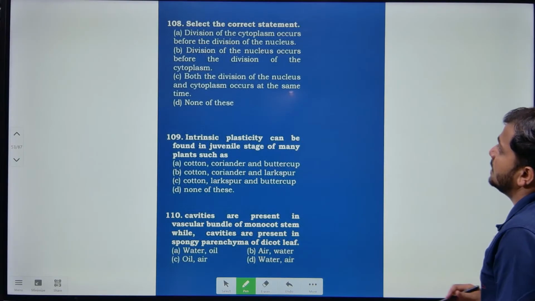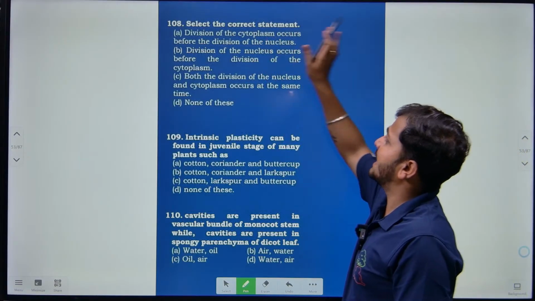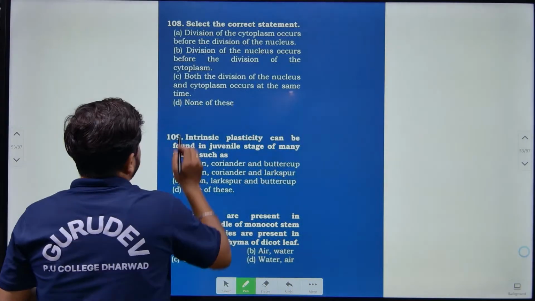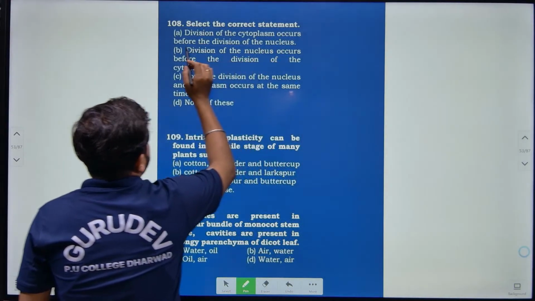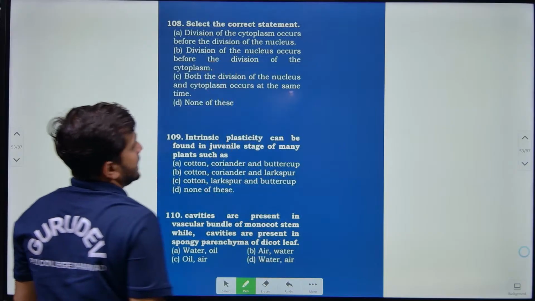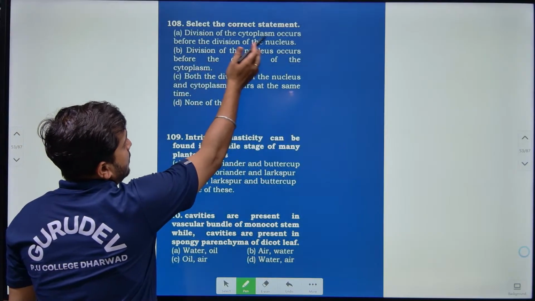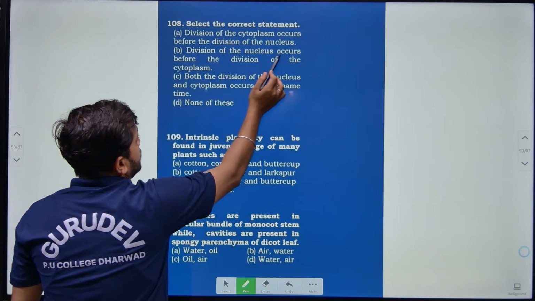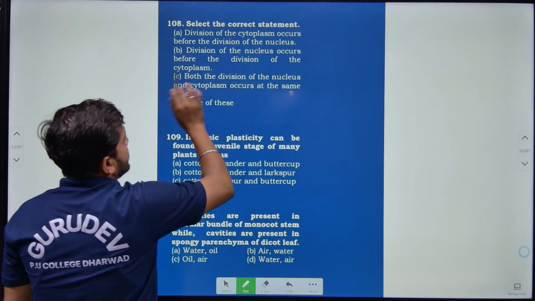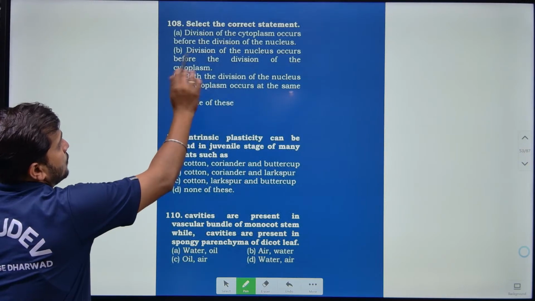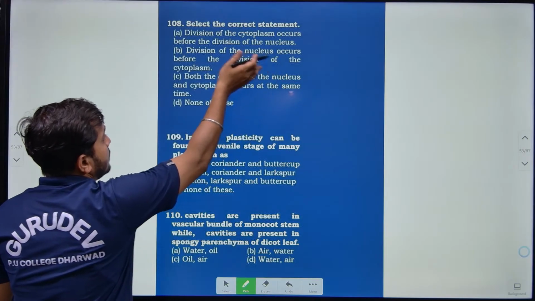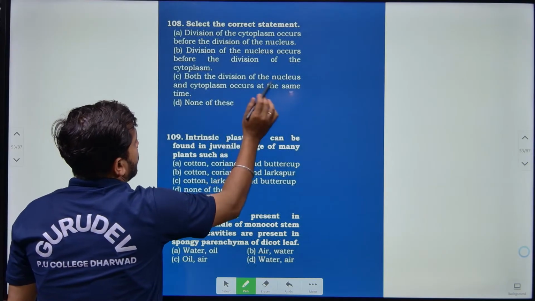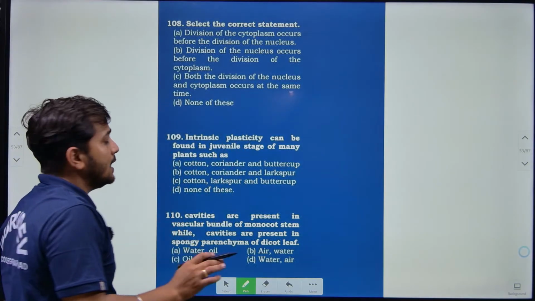Then the next question, select the correct statement, right? Here the statements say, division of cytoplasm occurs before the division of nucleus, they are saying. Then division of the nucleus occurs before the division of cytoplasm, right? Then both the division of nucleus and cytoplasm occur at the same time. And the last one is none of these, right?